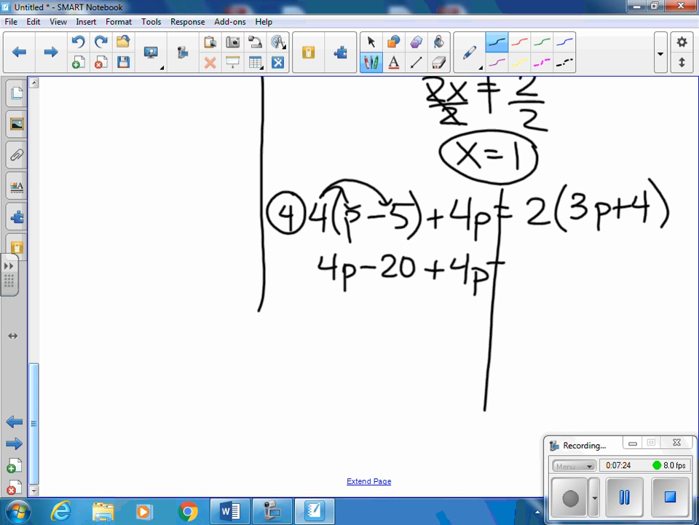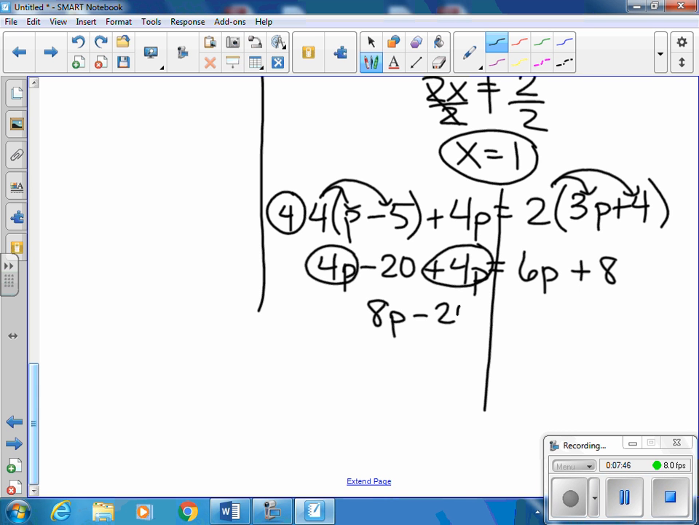We'll deal with him in a minute. Go to the other side and get your distributing out of the way. 2 times 3p is 6p. 2 times positive 4 is positive 8. Right? So now, combining like terms, the right side doesn't have any I can deal with, but the left side, I can put some of these p's together and not have them spread out so much. So if I take 4p and add 4p to it, I'm going to have 8p minus 20 equals 6p plus 8. A lot shorter and a lot easier to look at.